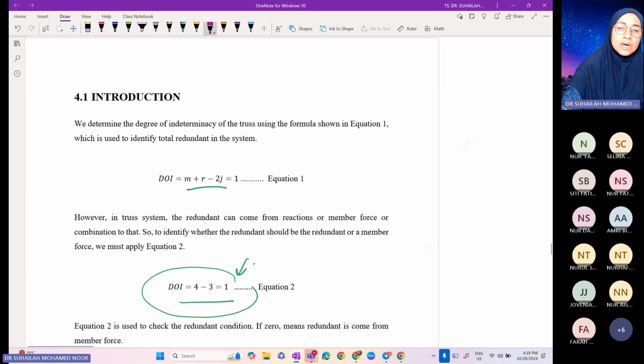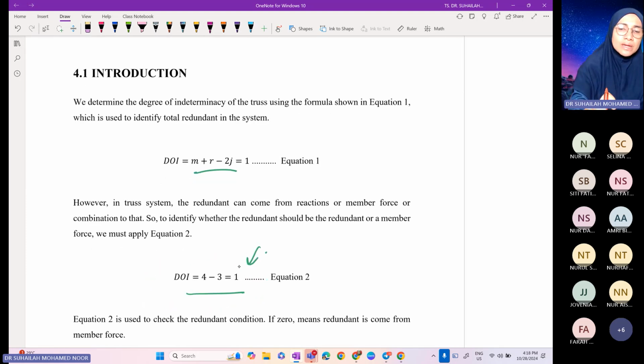Okay, so this is the formula. I believe everyone has learned this in a previous semester, where the degree of indeterminacy for truss is M plus R minus 2J, M for member, R for reaction, and J for joint. Okay, if this DOI is equal to 0, it means the truss is stable, the truss is determinate. When DOI is equal to 1 or 2, it means this truss is an indeterminate truss.